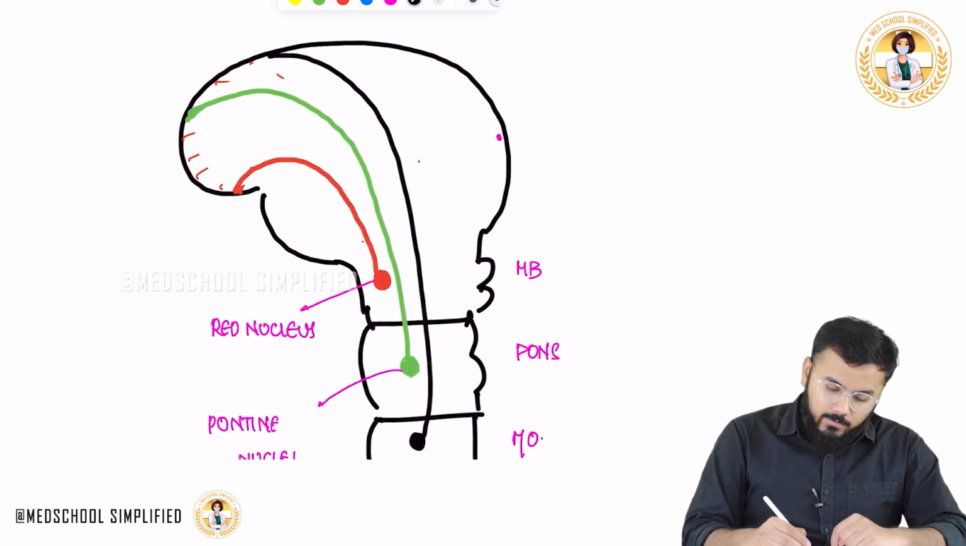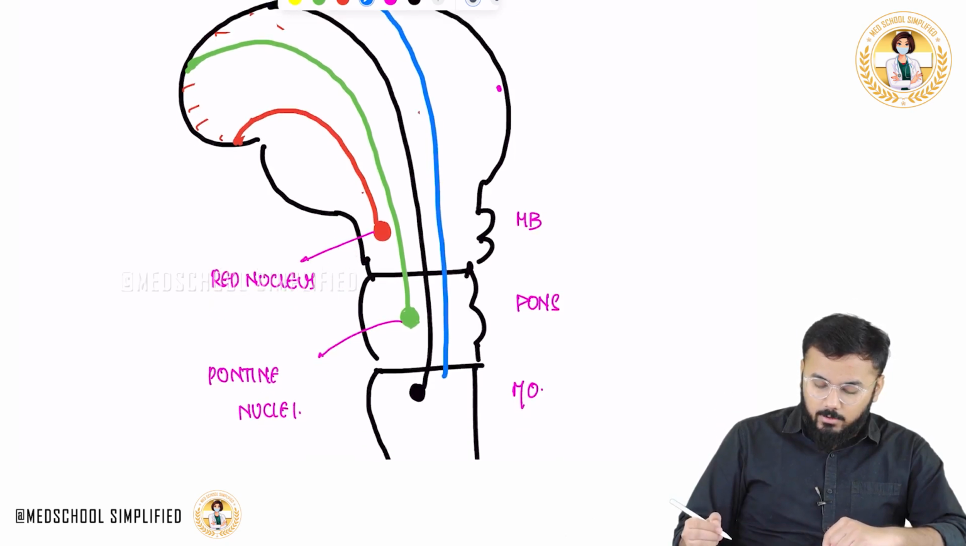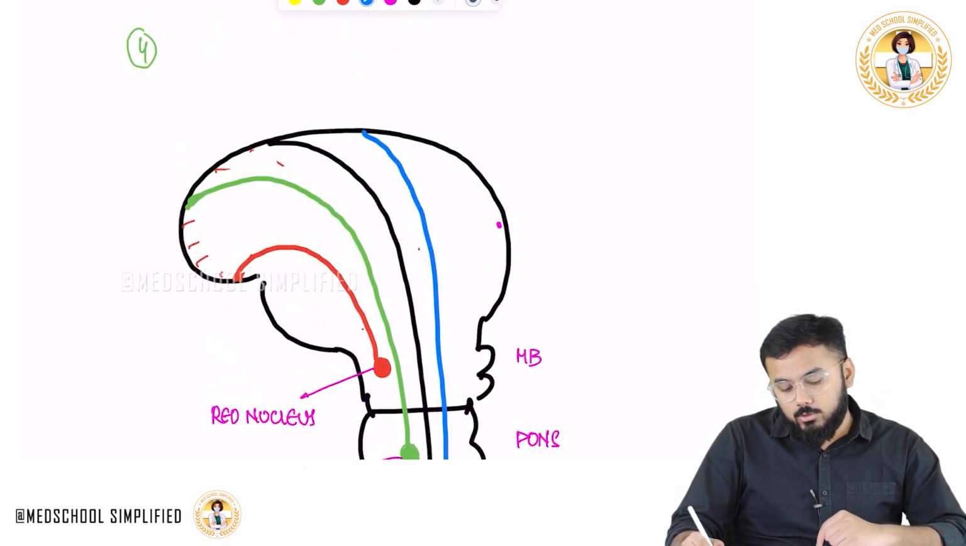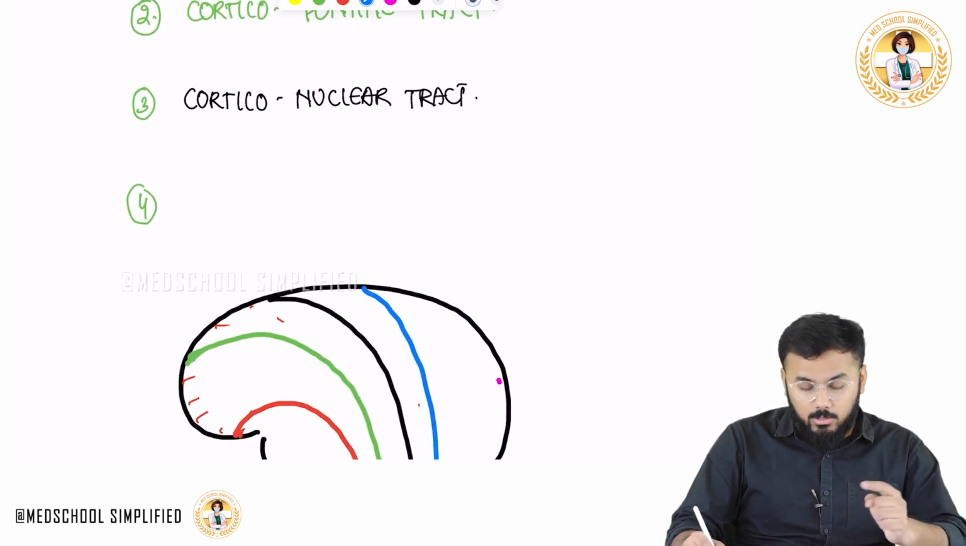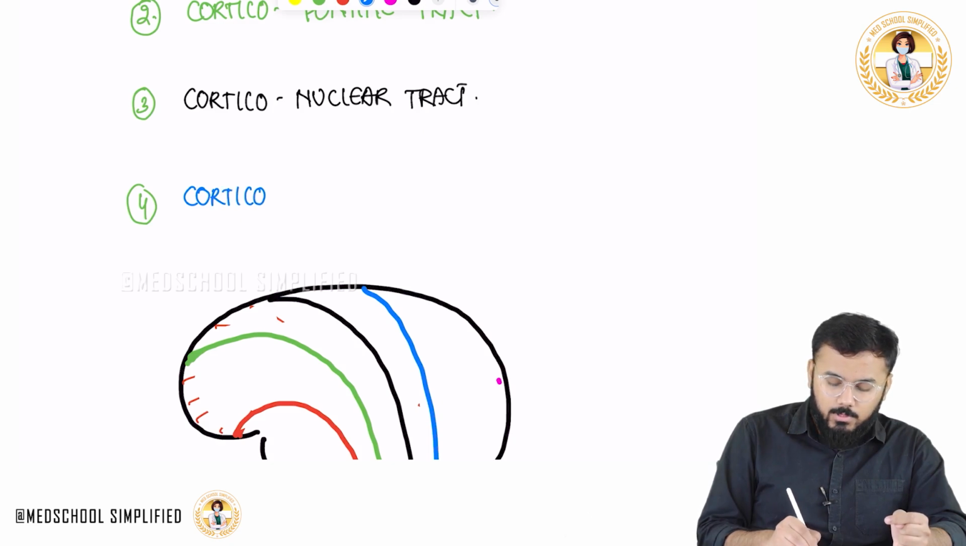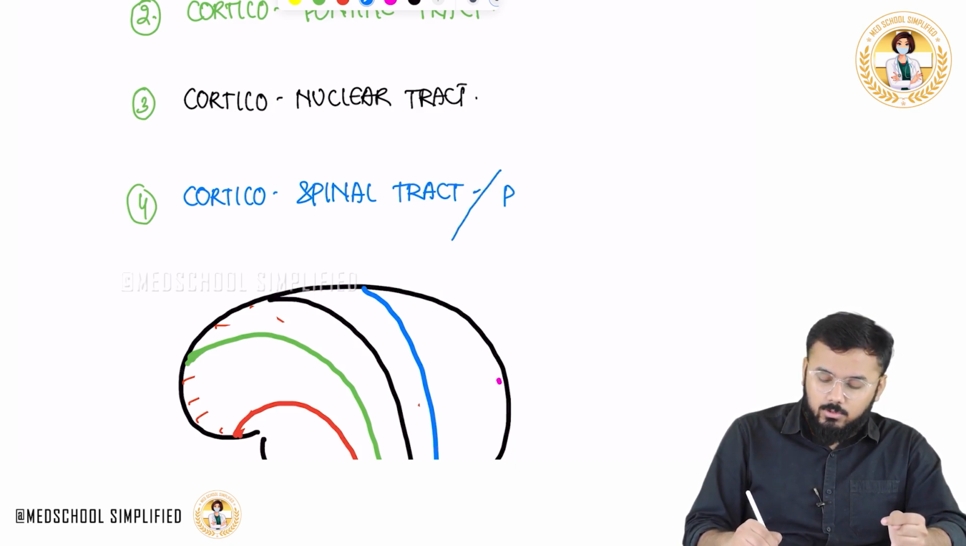The next important one is this blue color fiber going all the way down, entering into the medulla oblongata and finally touching the nucleus in the spinal cord. So this is called cortex to spinal cord, so corticospinal tract. What is the other name for corticospinal tract? It is also called your pyramidal tract.